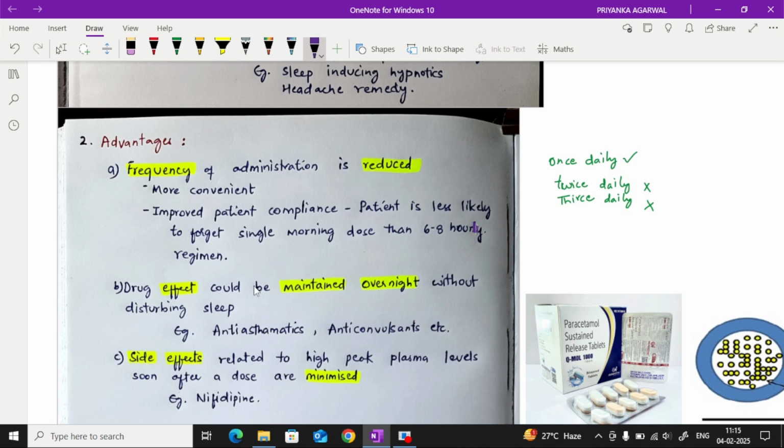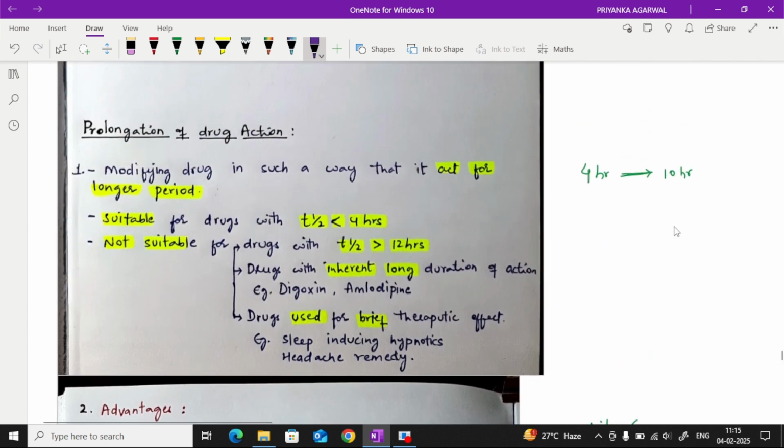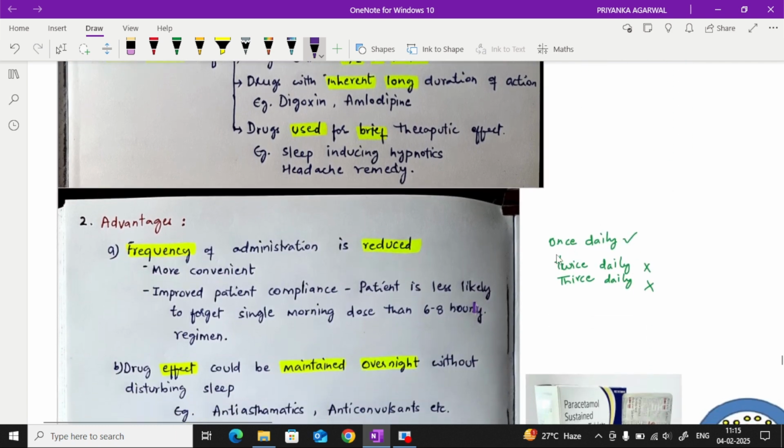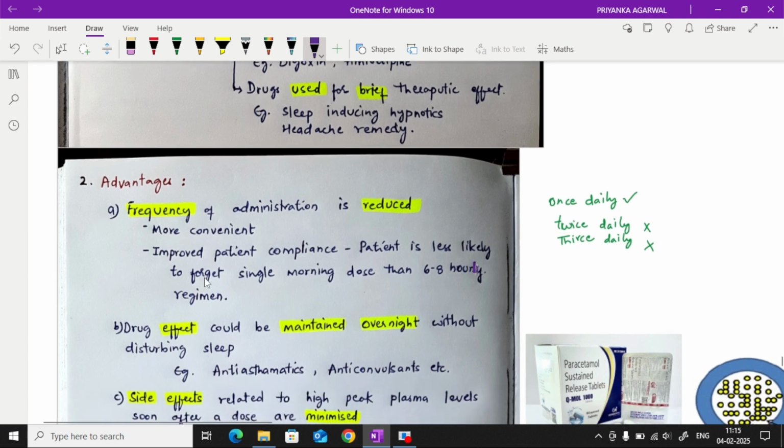If we prolong the duration of action of a drug, the frequency of administration is reduced. That makes sense, right? When the drug is acting for a longer time, we need not take it 2 times a day or 3 times a day. If we take it just once, it is enough. So frequency of administration is reduced. Because of that, it becomes more convenient and it will improve patient compliance. It will improve patient cooperation, because the patient is less likely to forget a single morning dose than a 6 to 8 hourly regime, right?